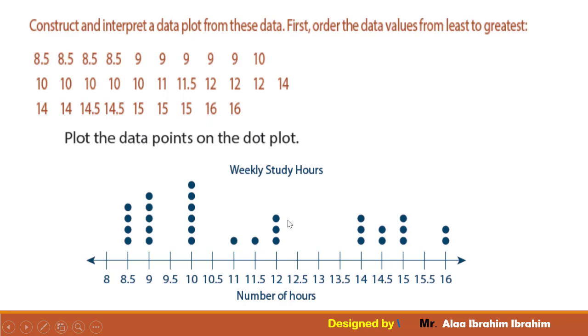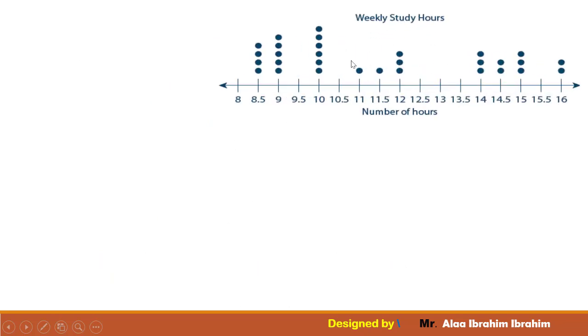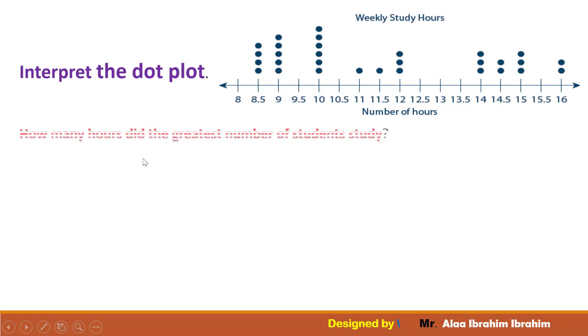Next example, we make something else. We take the same number line and make questions about it. Interpret the dot plot here. I give you some questions, and you have to answer from this dot plot. How many hours did the greatest number of students study?